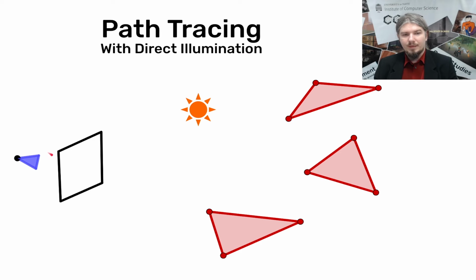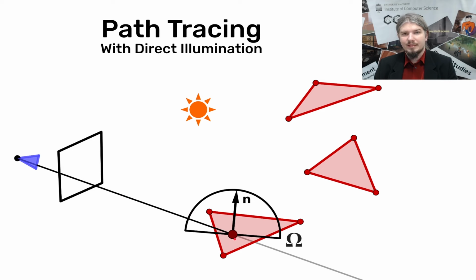So we have this camera, we have our screen, a light source and some triangles. Just like with ray trace rendering, we shoot a ray through the screen from the camera into the scene and we find an intersection point. Let's say it intersects with this triangle. Now we can calculate the direct illumination right here. But we also know that there is indirect light coming in from this hemisphere.